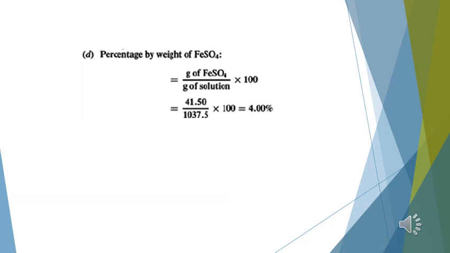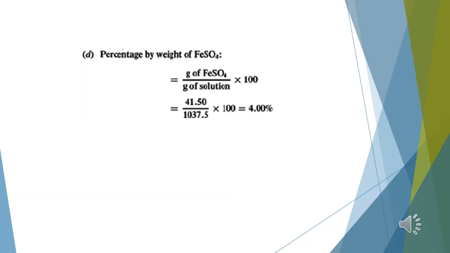Now I want to ask you this question: how to convert this percentage into, for example, weight per volume? As you can see, if you want to convert this percentage into a percentage weight per volume, you need to divide the weight of ferrous sulfate by the 1000 milliliters of the solution.